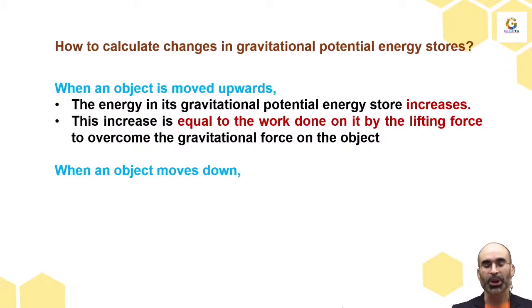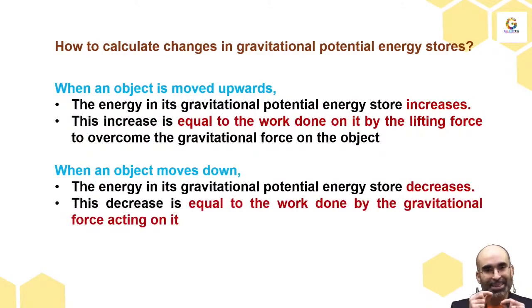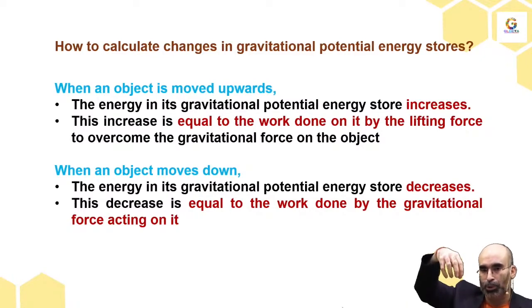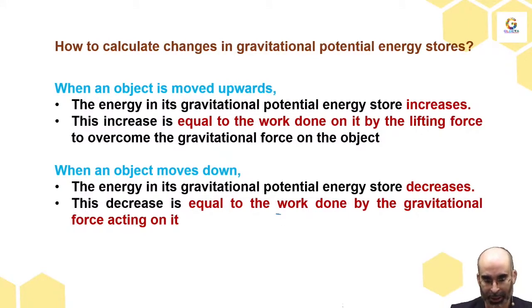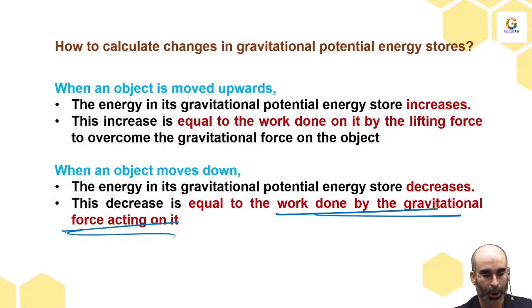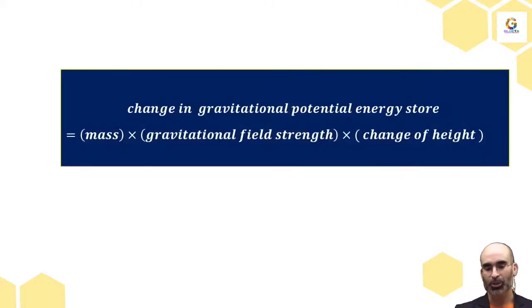Now, when an object moves down, what happens? This decreases the gravitational potential energy, right? And of course, now what has been done? Look at this. If it is coming down, we know that gravitational force is acting downward. So the force that is doing work here is the gravitational force. When the object comes down, this work is done by the gravitational force. So now let us calculate the change in gravitational potential energy store.